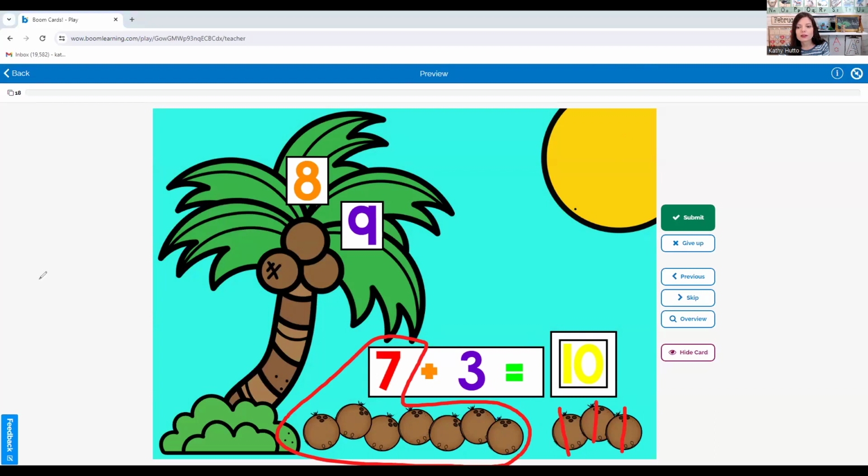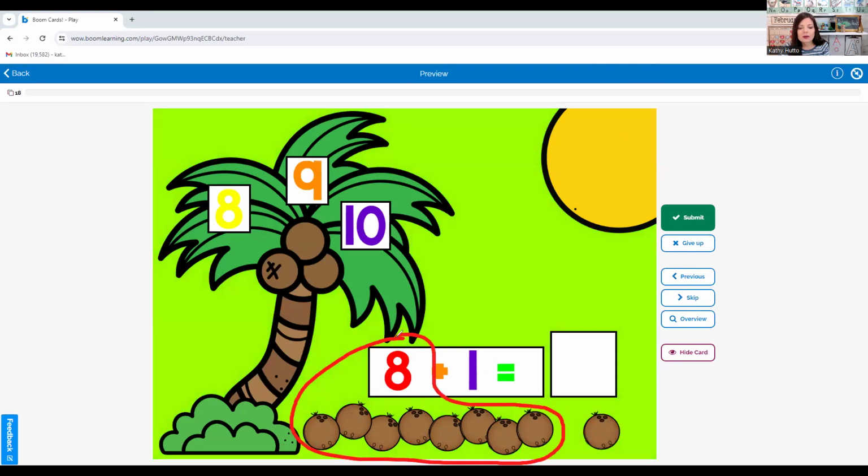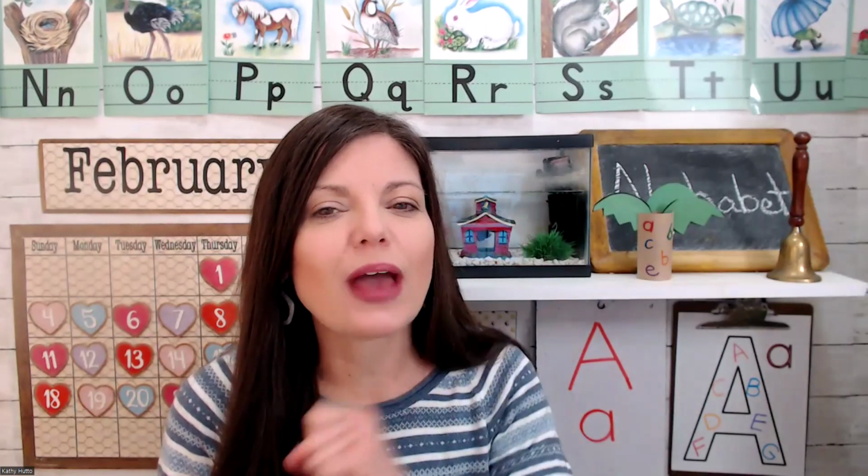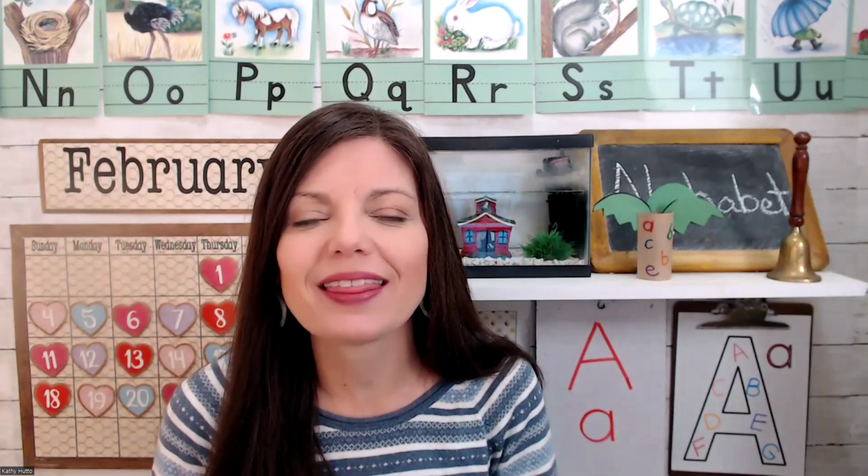Let's do the next one. 8 plus 1. I know there are 8 coconuts here. I just want to keep counting. I don't have to count 1, 2, 3, 4, 5, 6, 7, 8. I know there are 8. 8, and then one more would be 9. 8 plus 1 equals 9. So we did some adding today, and we learned a new adding strategy, counting on, for math.